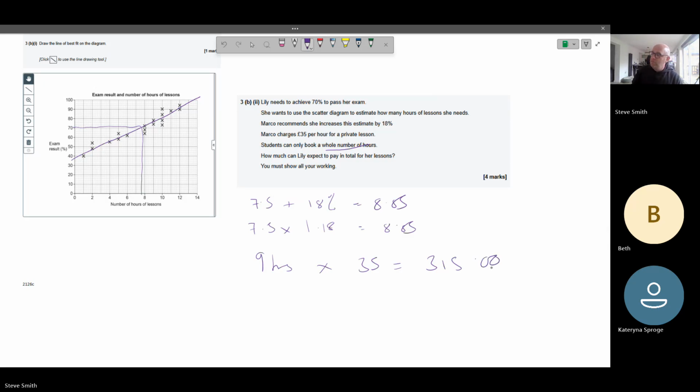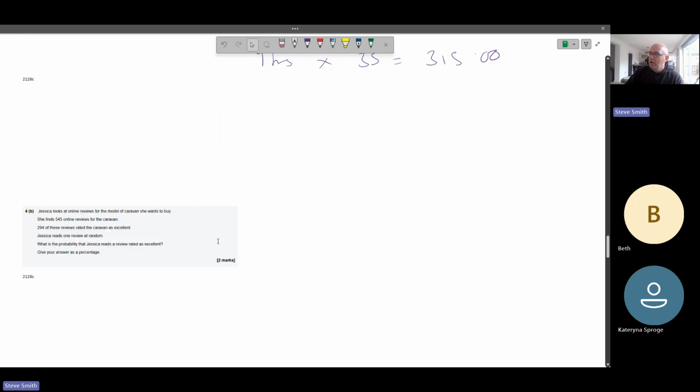So £315 for 9 lessons. Surely it's like buy 2 get 1 free, like that. Obviously not. 4 points. Look, working out our line of best fit and our number 7.5, adding on 18%, 2 marks. Figuring out round it up to another number, 3 marks, and then times it by the price to get a price, a full price, 4 marks. So we've got 4 mark breakdown.